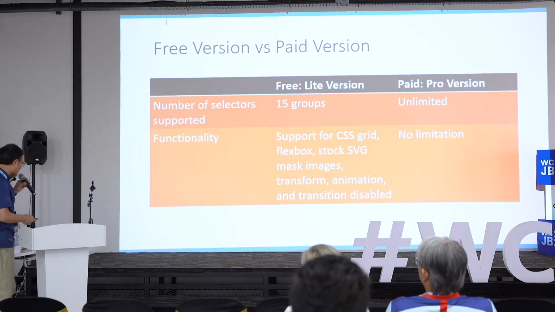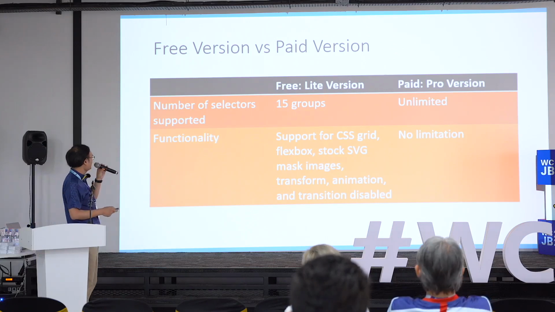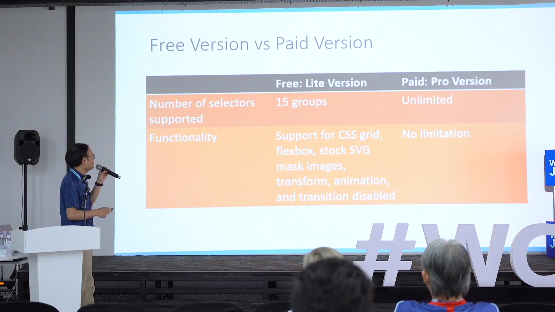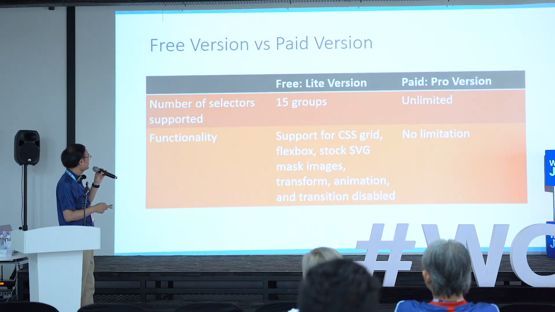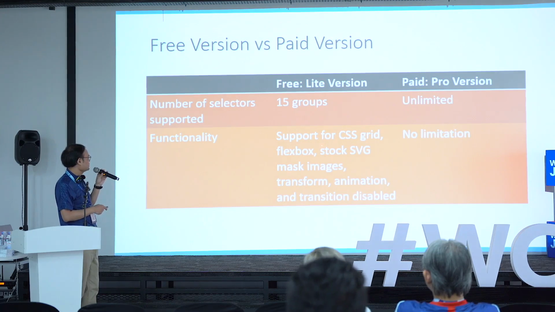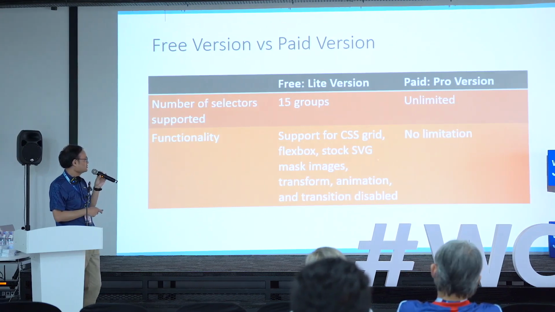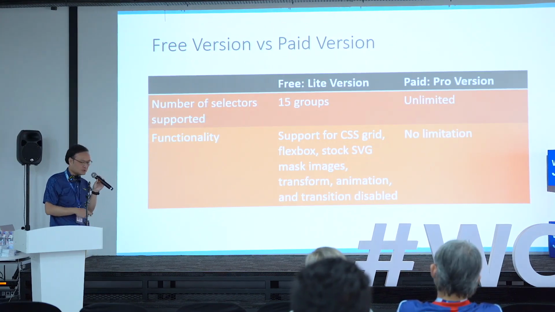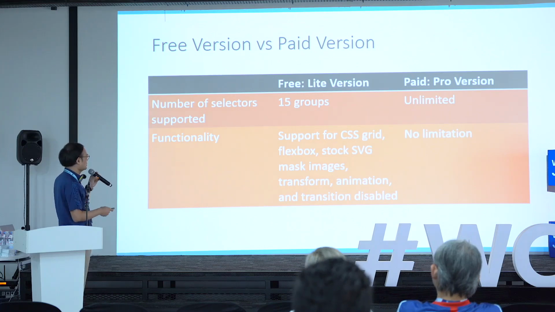All right, so the difference between the paid version and the free version. For the free version, you can only style 15 groups, while in the paid version, you can style unlimited selectors. For functionality, some of the functions are disabled on the free version, such as CSS grid, flexbox, SVG mask image, this list, right? In the pro version, there is no such limitation.